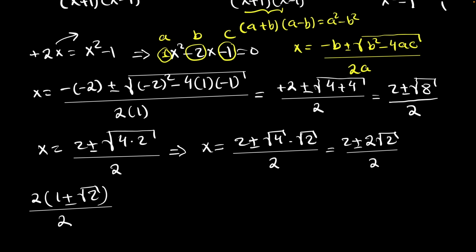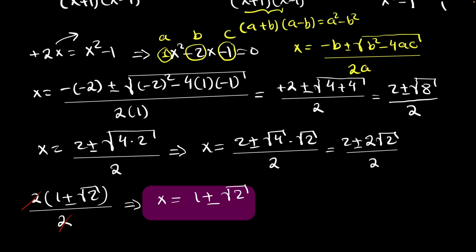So now we can cancel out these 2, and finally we have our roots, that is 1 plus or minus the square root of 2. So this is our final answer, which is the value of x is 1 plus or minus the square root of 2.